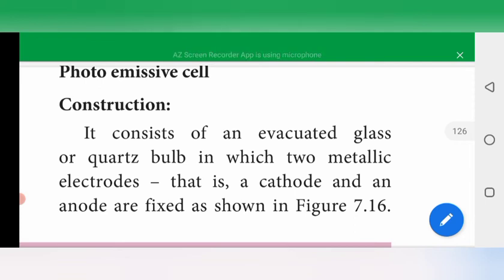In this lesson, the photoemissive cell is explained. First we see the construction of the photoemissive cell. What is meant by a photoemissive cell? It works depending upon the electron emission from a metal, that is the cathode, the cathode metal.